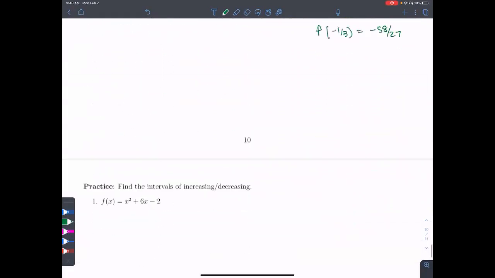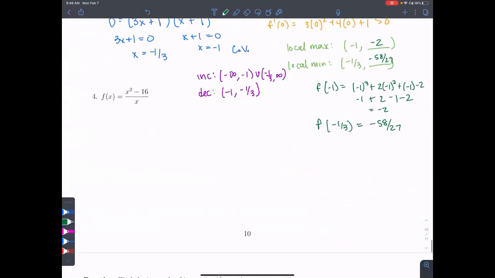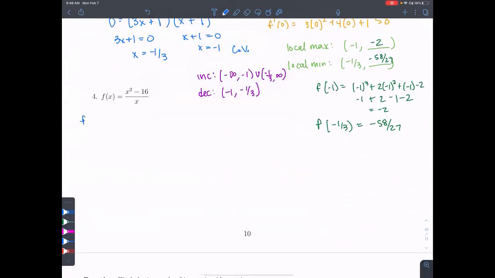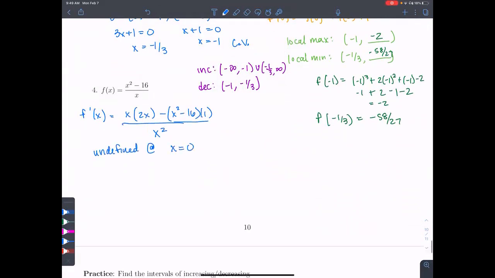Let's do this one last problem. And then you guys can practice those other ones. So f prime would be ho d hi, so bottom times the derivative of the top, minus hi d ho, all over ho ho. So this is undefined at 0. So that's going to go on our number line. What else is going on?